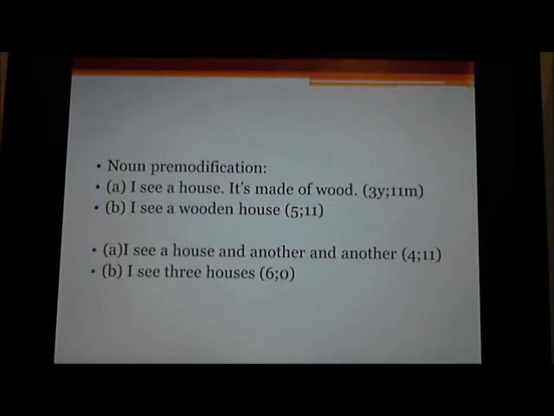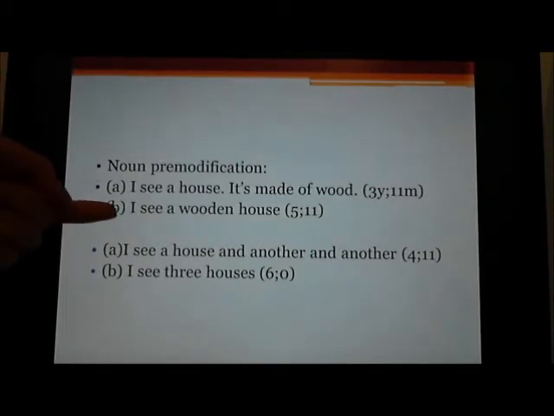These are the examples that I was saying. Here we go. Okay, so for noun pre-modification, this just shows how the speakers were able to express information more concisely. Here we have 3 years, almost 4 years, to almost 6 years.